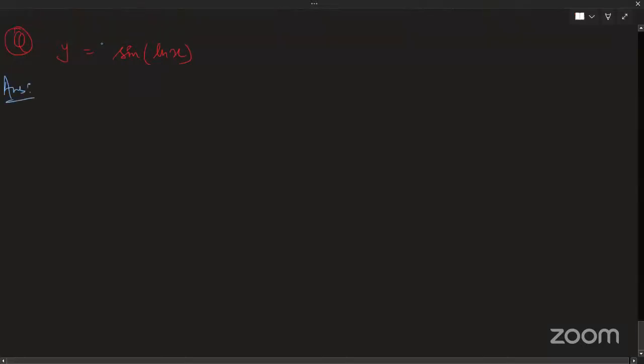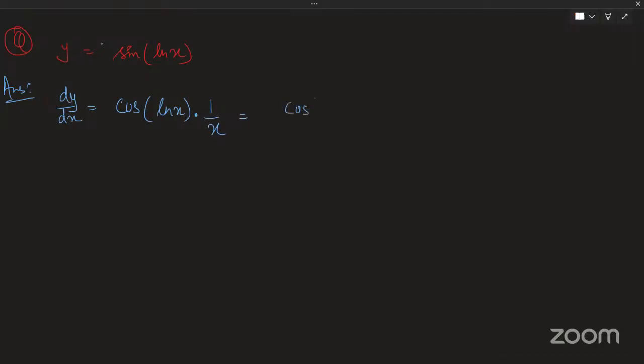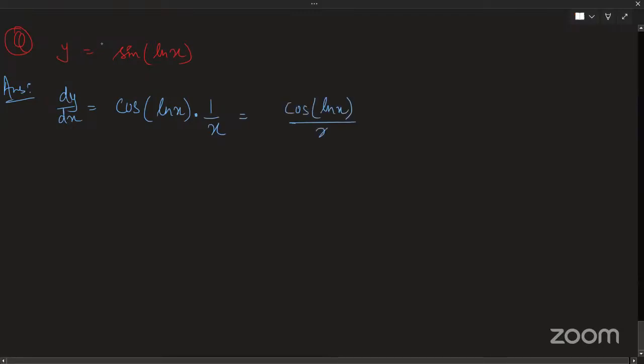So what is your value of dy by dx? Sine of ln x. Cos of ln x into 1 by x. So this thing can be written as cos of ln x divided by x, right?